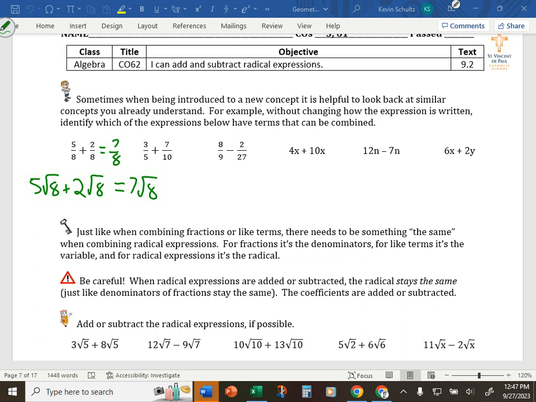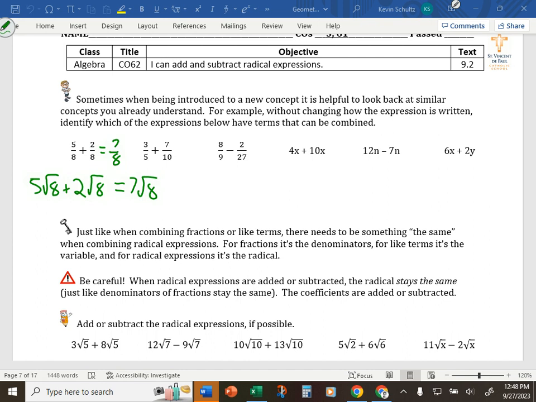Let's say we've got 3/5 plus 7/10. Can that be added the way it's written? No. What do you need to do in order to be able to add them? You multiply 3/5 by 2/2 to make the denominator 10. You have to make the denominators the same. The same is going to be true with roots as far as making them the same.